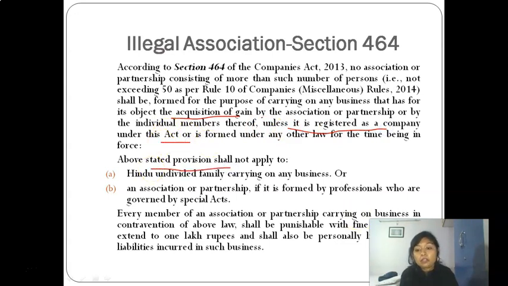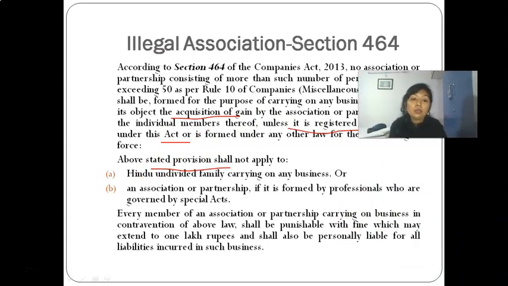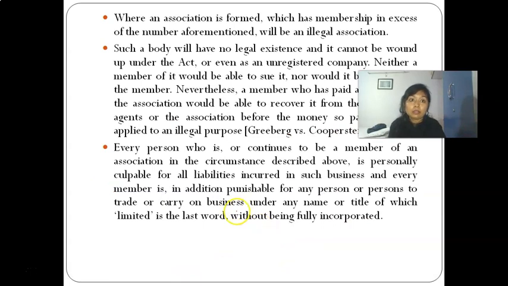But this above provision will not be applicable to an HUF or an association or partnership firm formed by professionals like CA, CS, CMA, who are governed by special Acts. And every member of an association or partnership firm carrying on business in contravention of the above law will be punishable with a fine of 1 lakh rupees and will be personally liable for all the liabilities incurred in the business.